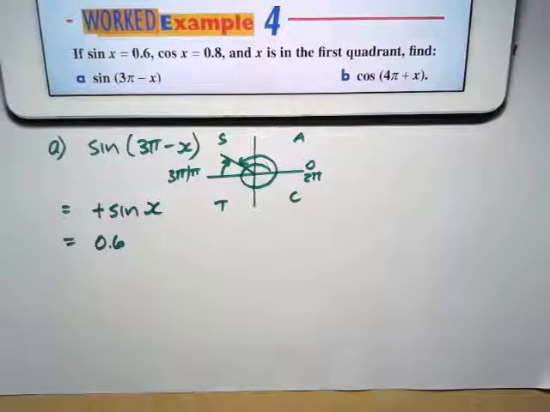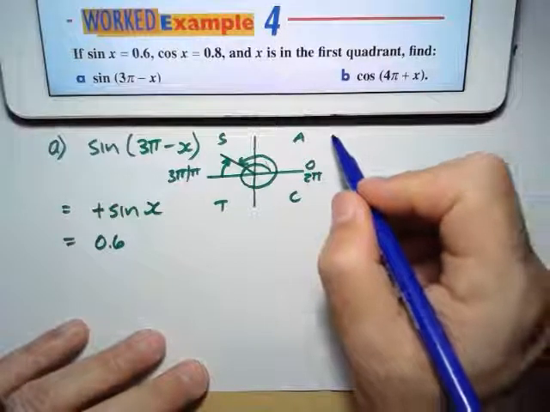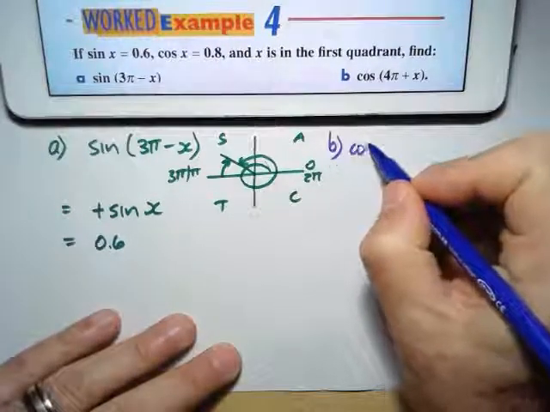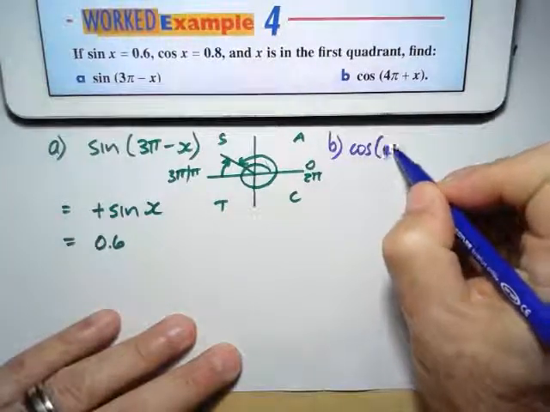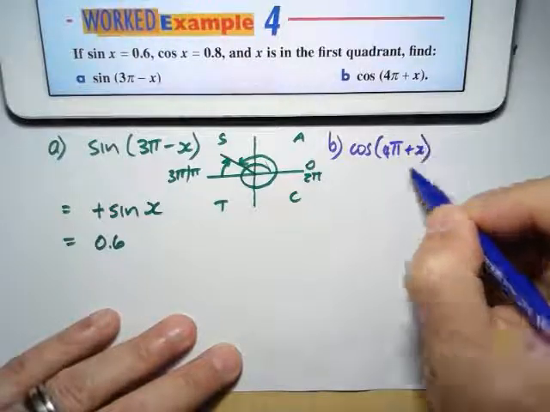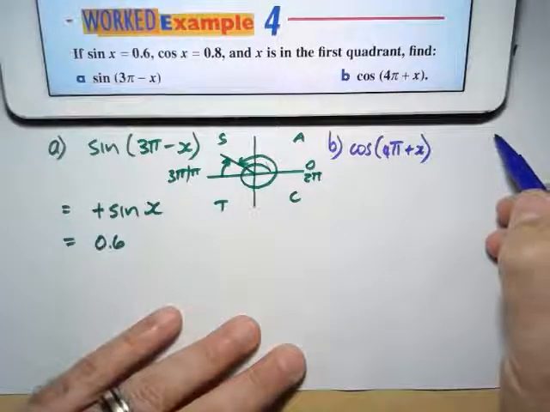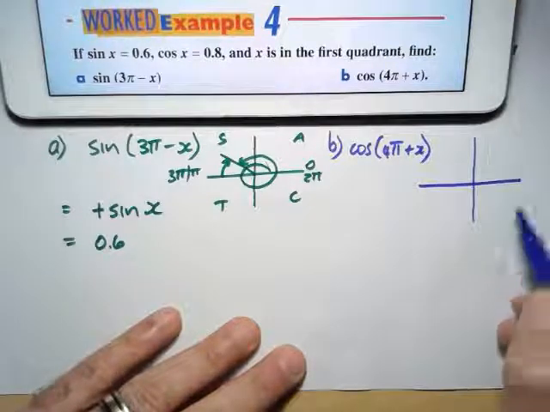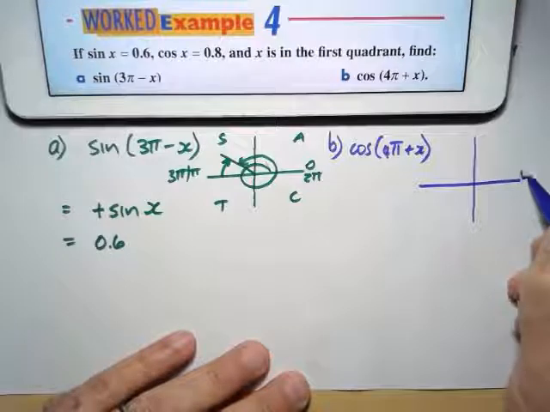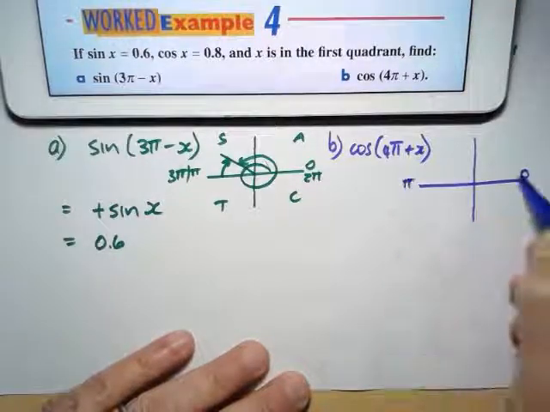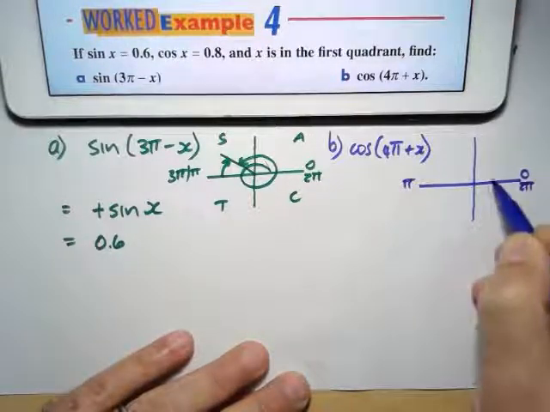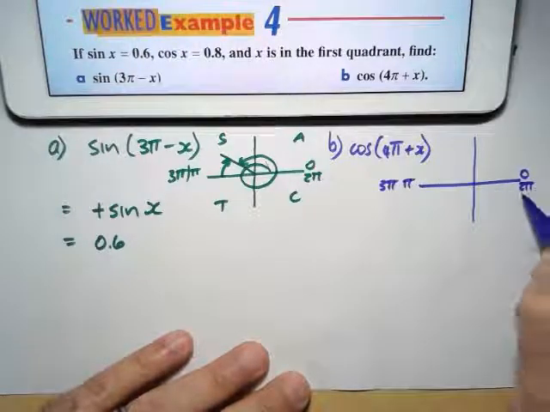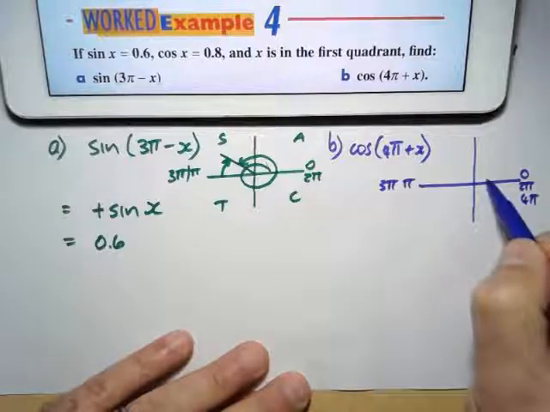Let's see if I can fit B over here. Okay, I'm going to say the cos of 4 pi plus x. I'm going to start with my CAST. I might have to move a bit. So it's going to be 0, then pi, then 2 pi, right? Then I'm going to go to 3 pi, and then to 4 pi. Right, so I'm going to start here.